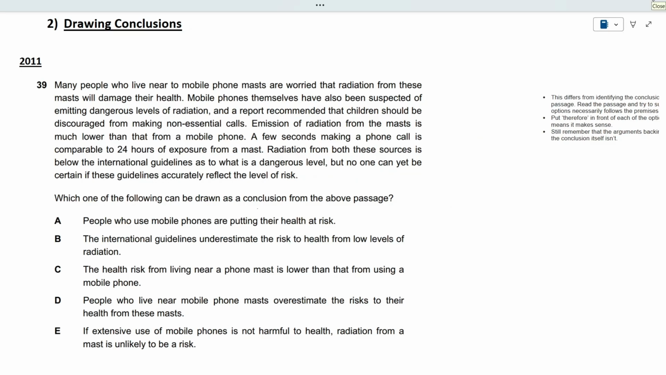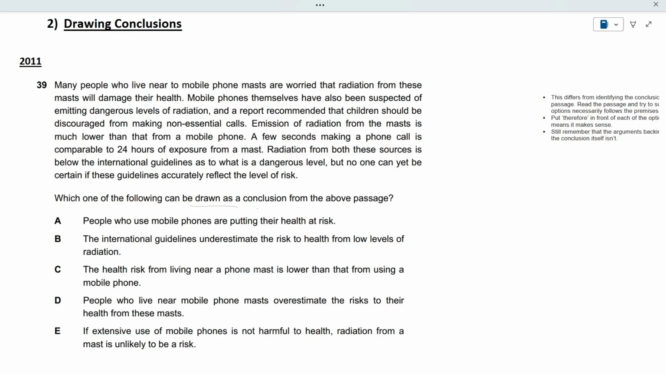This time we're looking at drawing conclusions, the second skill in the critical thinking section. So we've looked at identifying conclusions, which is where it says something like, what is the main conclusion that can be identified? Now we're looking wherever it says the word draw. Any time to draw a conclusion, we use this skill.